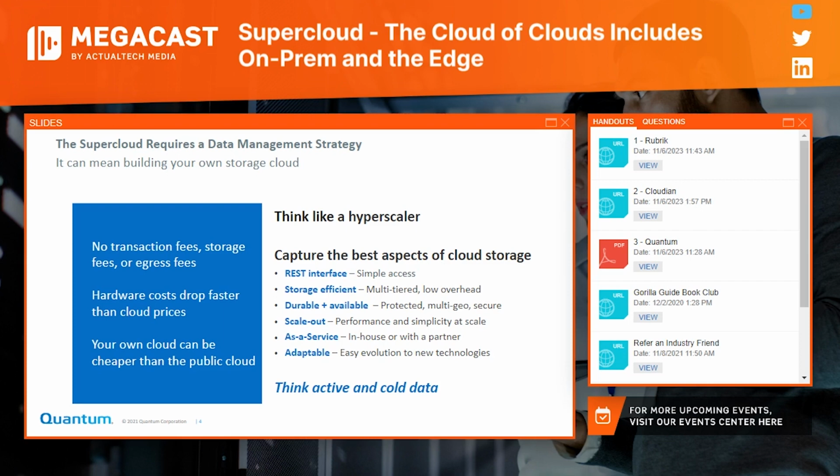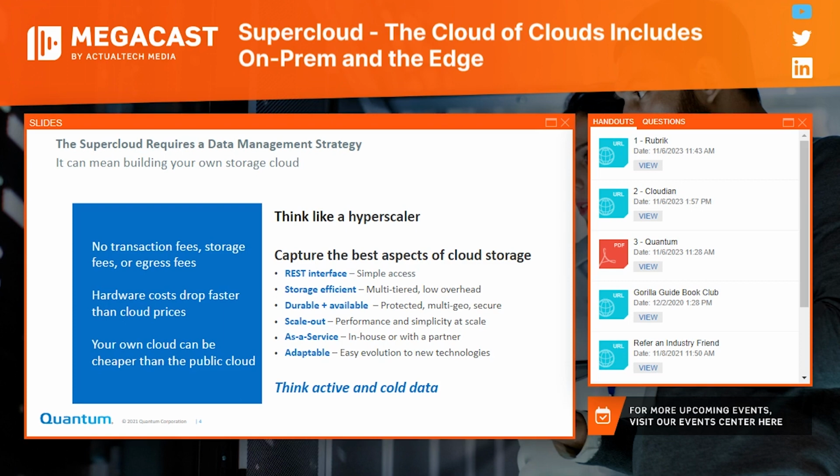But there's also this opportunity to think in a more grand fashion in terms of your data management strategy, to think like a hyperscaler and think in terms of a strategy to build your own private storage cloud, or effectively a hybrid storage cloud that can serve your multi-cloud and supercloud strategy.